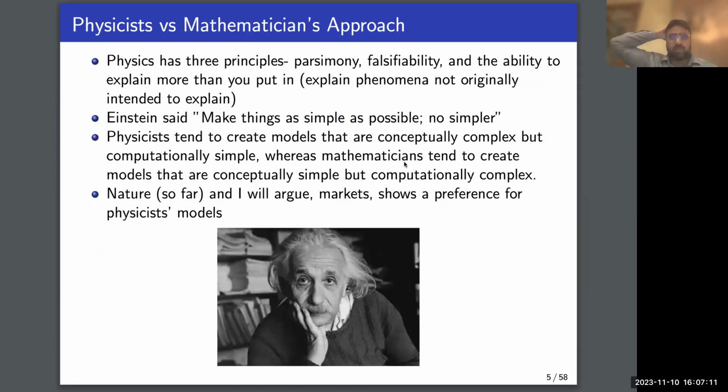Usually, models in physics are based on 3 principles. We have parsimony, that you should have the fewest possible free parameters describing your system. There should be falsifiability: your system should be able to be falsified by data from the real world, and your model should be able to explain more than you actually put into it, or explain phenomena that are in essence out of sample. Parsimony is captured very nicely in Einstein's quote, which says, make things as simple as possible, no simpler. So usually what ends up happening is, physicists tend to create models that are conceptually complex but computationally simple, whereas often mathematicians tend to create models that are conceptually simple but computationally complex. And nature so far, and as I will argue, markets show a preference for physicist models, essentially.